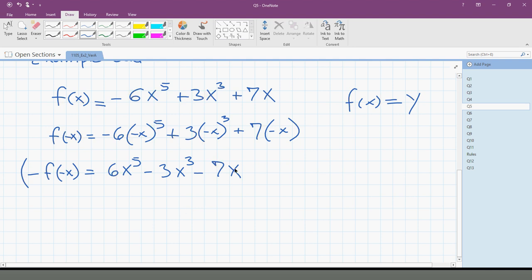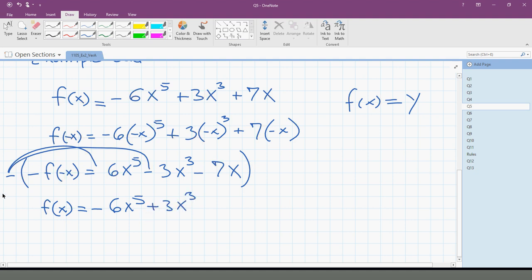So to fix it, I'm going to multiply everything by negative. So negative and a negative is going to give me a positive. And then here, negative times a positive is going to give me negative. And the same thing is going to happen here. Negative times a negative is going to give me a positive 7x. And that went back to the original one. So that means it's odd.